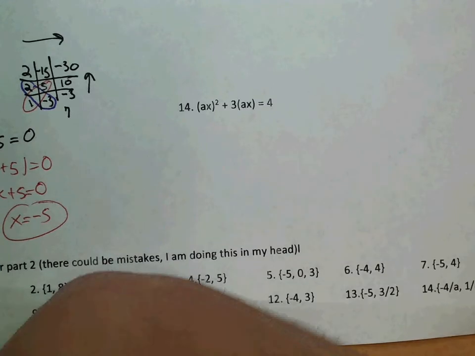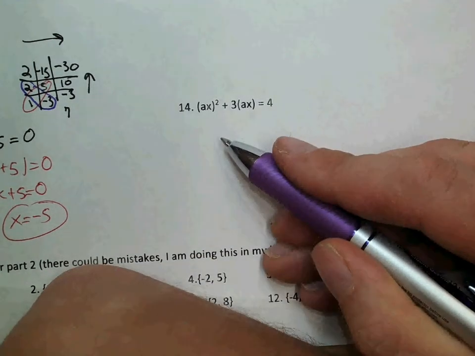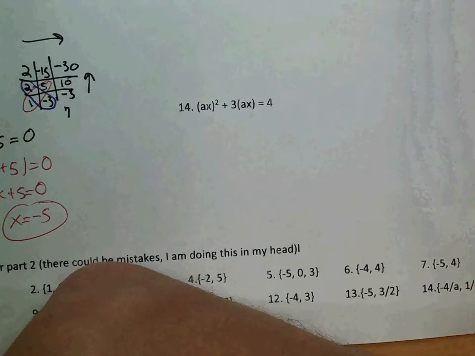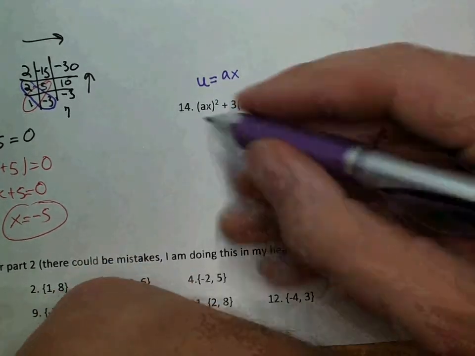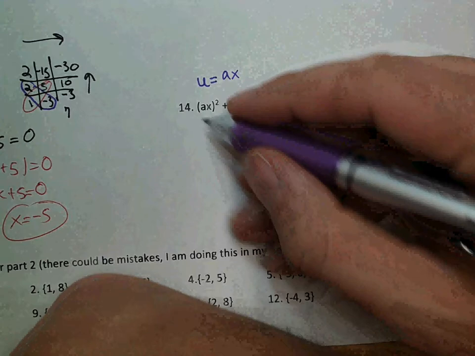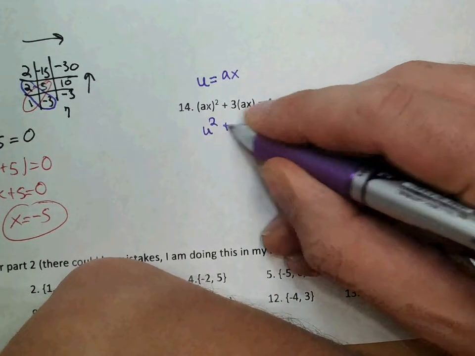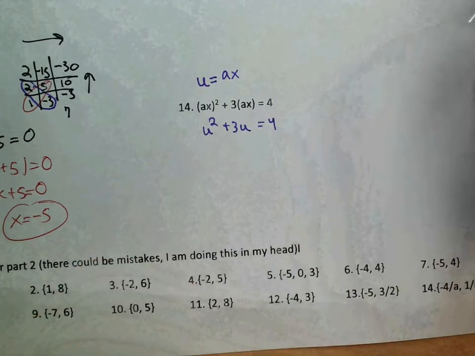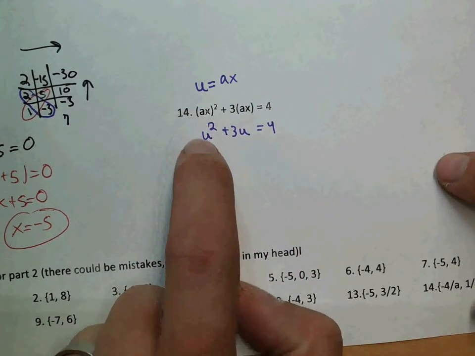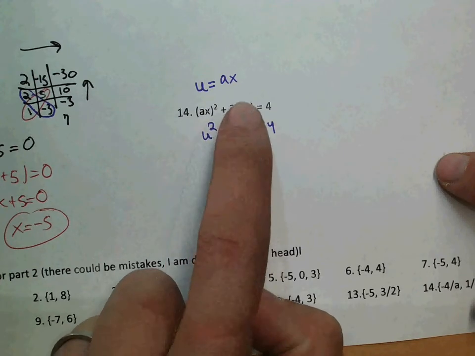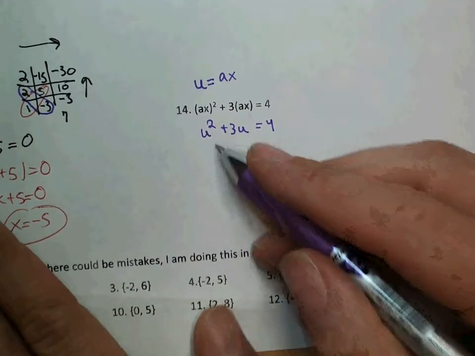Here we have ax squared plus 3 times ax equals 4. This looks super weird. The trick to recognize here is this is a quadratic. You're going to use what's called a substitution. I'm going to say let u equal a times x, and I'm going to rewrite this for you. u squared plus 3 times u equals 4. Notice ax just became u, so instead of ax squared, it's u squared. ax became u, so instead of 3ax, it's 3u.